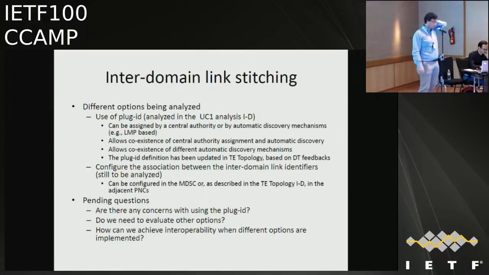What we are asking now is to analyze this one, and we have to understand whether there are some issues with the option of plug ID that is analyzed, that requires to look for other mechanisms. And we need to understand what are the pros and cons of this alternative solution. And in case we have more options, what happens for interoperability, if different PNC and MDSC make different implementation choices, what is going to happen? So these are the major issues.